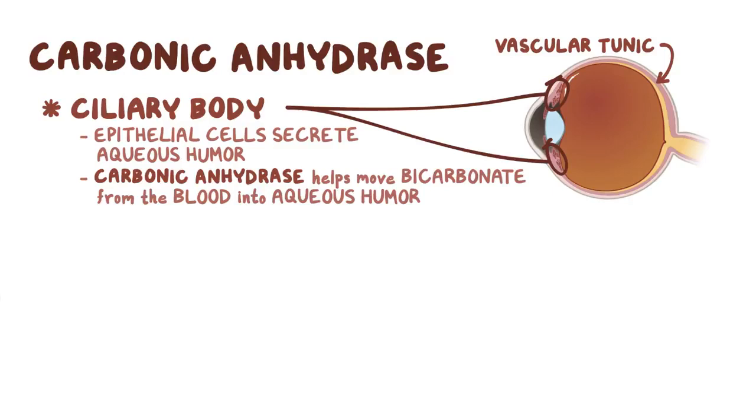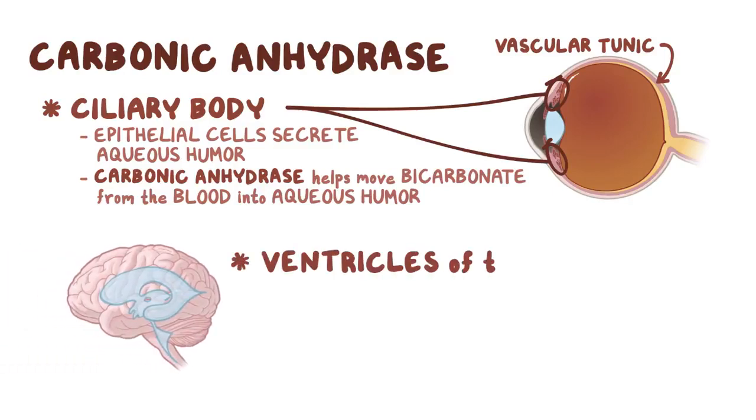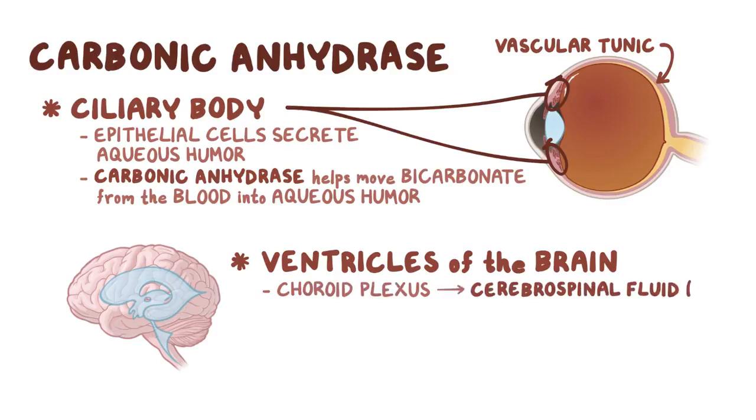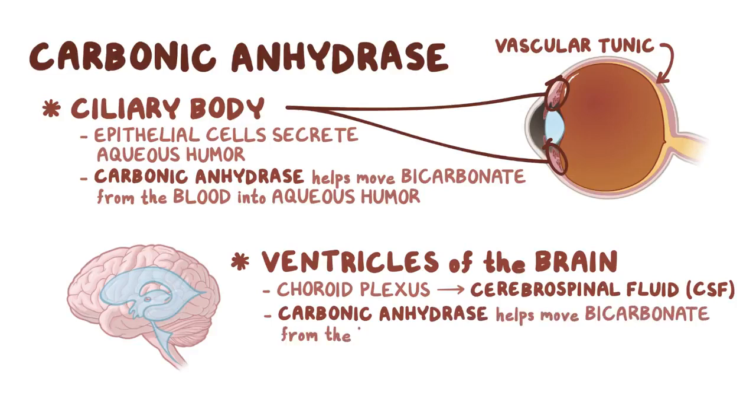Finally, carbonic anhydrase is found in the ventricles of the brain. Here we can find it in the choroid plexus, which produces cerebrospinal fluid, or CSF for short. The choroid plexus is also lined with epithelial cells, which have carbonic anhydrase that helps bicarbonate move from the blood into the cerebrospinal fluid.